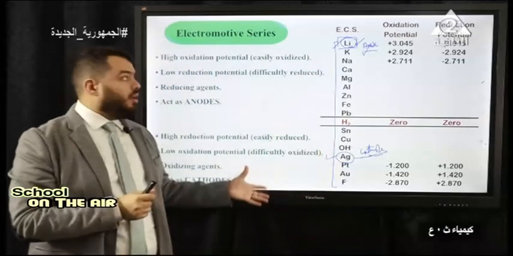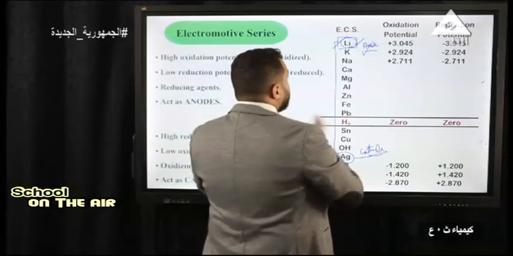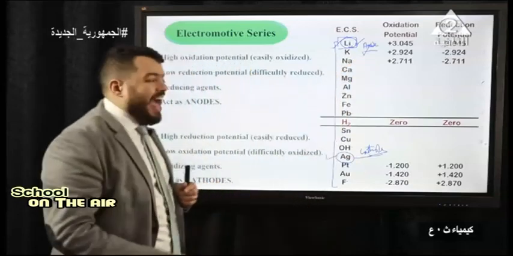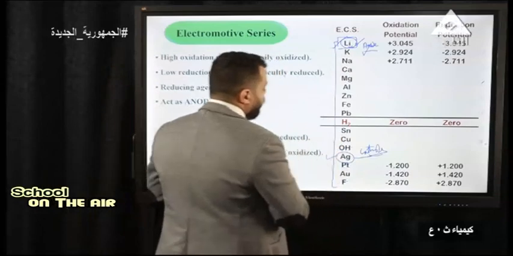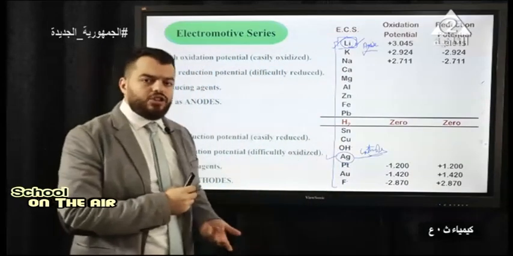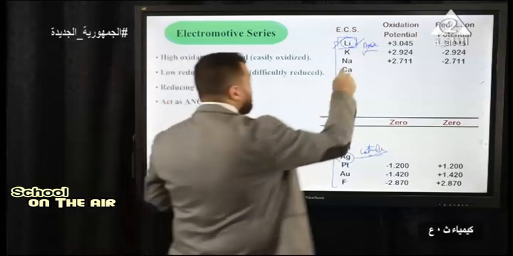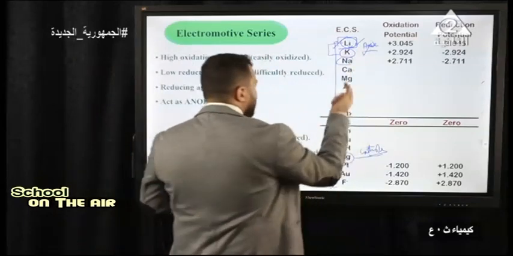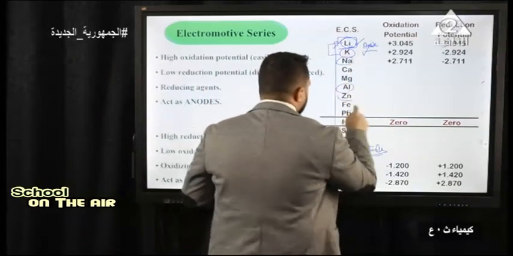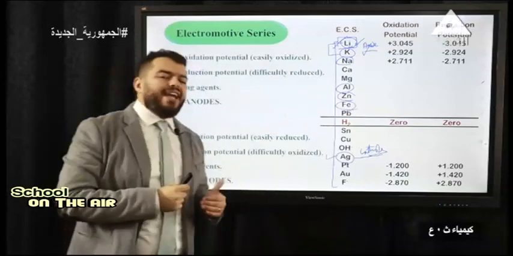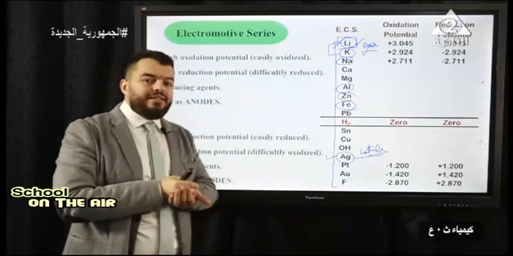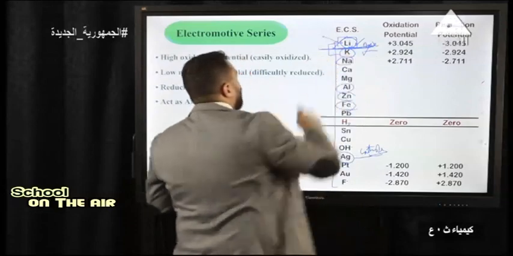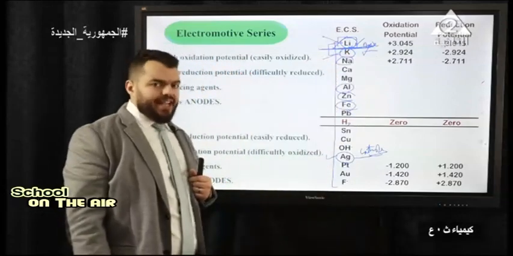So with your idea, there will be no galvanic cell for two elements which are above the hydrogen, and there will not be a galvanic cell for two elements which are below the hydrogen. And it's wrong. You can make a galvanic cell with lithium and potassium. You can make a galvanic cell with sodium and aluminium. You can make a galvanic cell with zinc and iron. Any element can make a galvanic cell with any element below it, and you will be able to discuss who will be the anode and who will be the cathode.